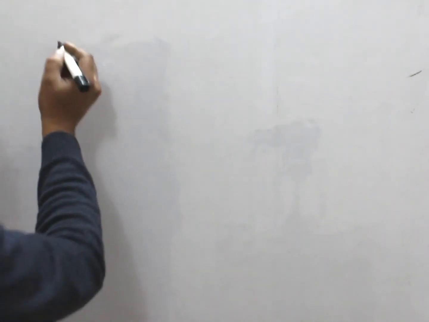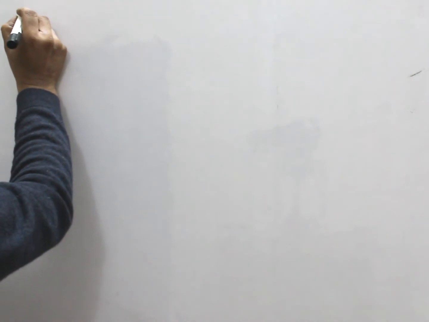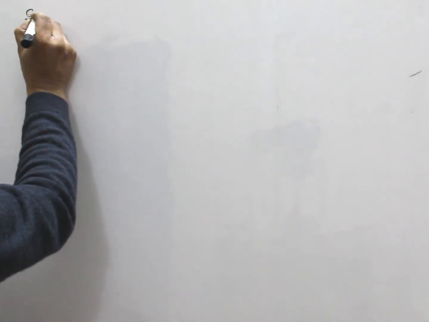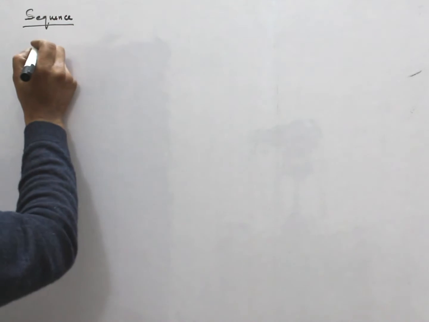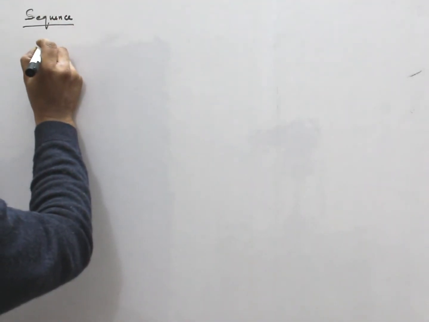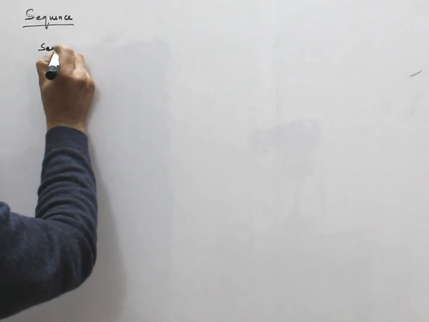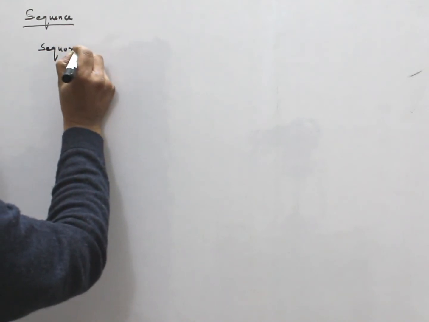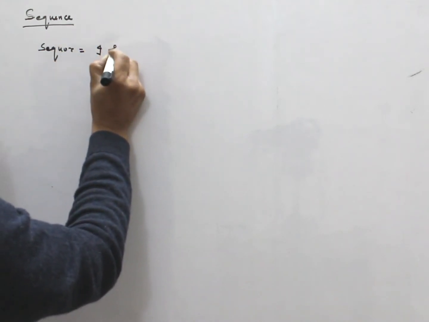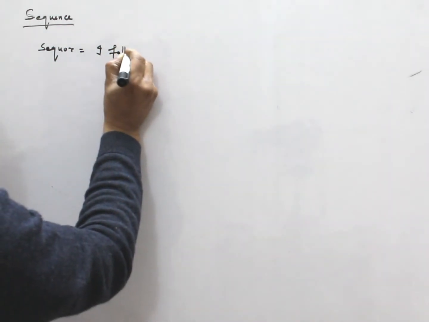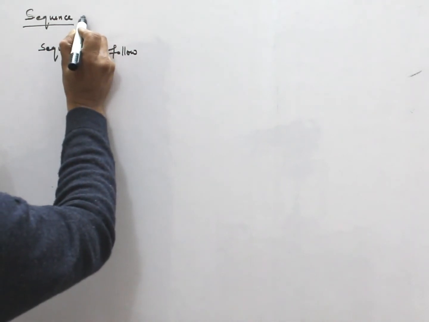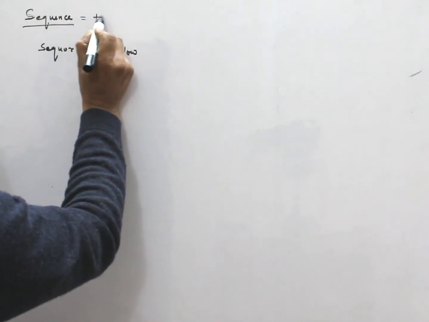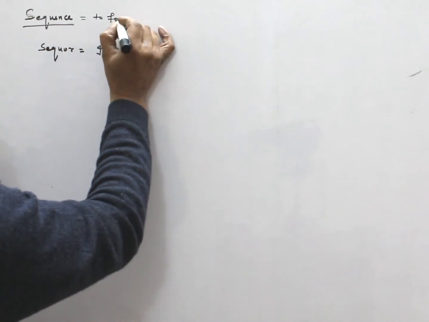So today we define the sequence. Our topic is sequence. The word sequence comes from the Latin verb sequor. Sequor means I follow. So sequence means something to follow.